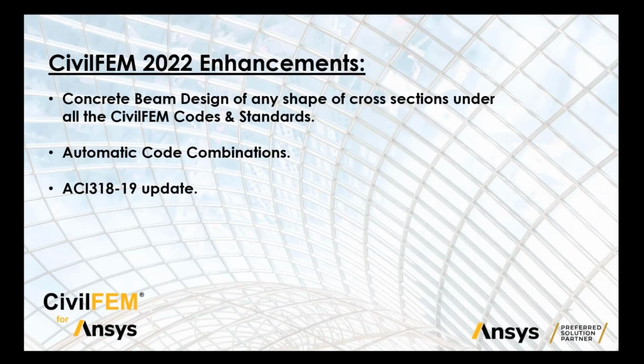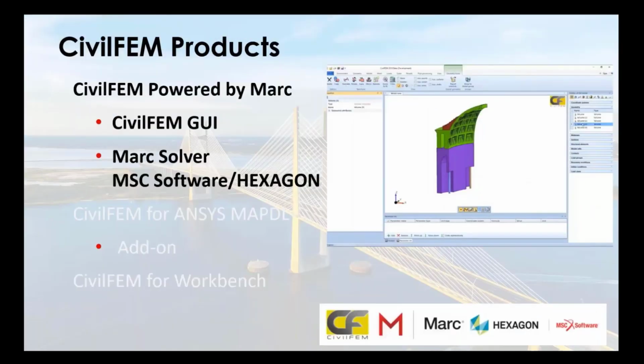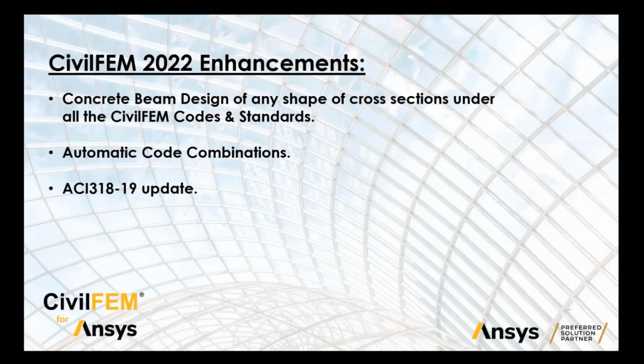So now we are able to design any type of shape cross section, not only the predefined ones, which are rectangular, I sections, T sections, and any section that could be defined by the user with any shape could be designed with CivilFEM. And also automatic combinations, based on codes, and we have updated the ACI318 to the last version. So this is for CivilFEM for ANSYS.